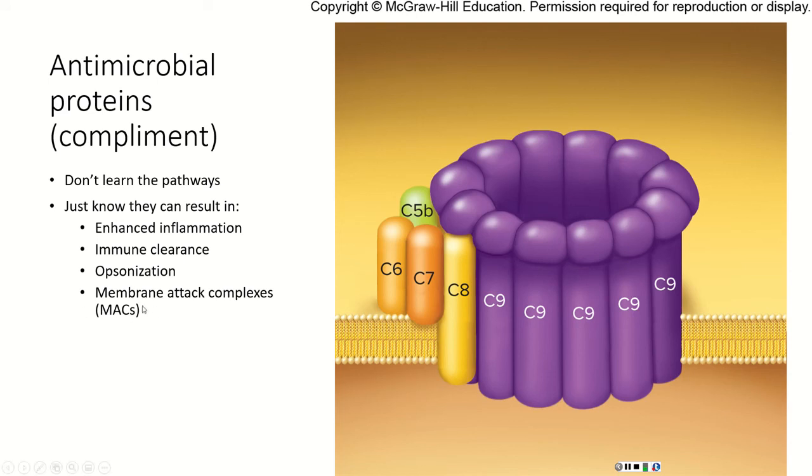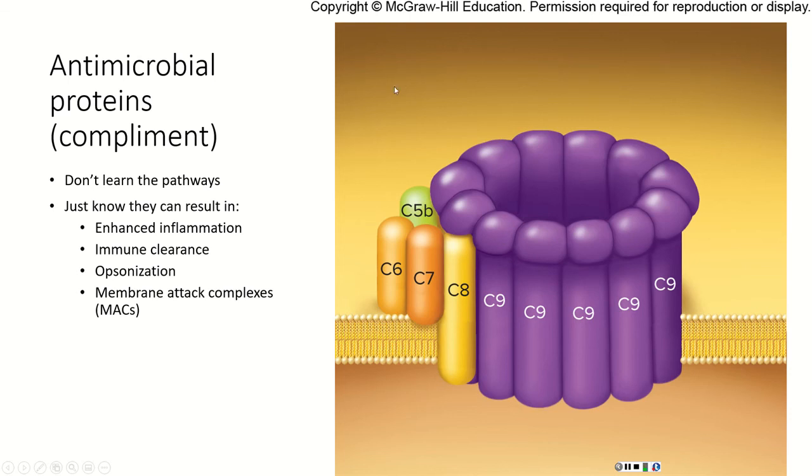And lastly, the membrane attack complex, or MAC, which is what we see here. So first, one of these proteins will attach, and then another protein will attach, and another protein will attach, and eventually they all form a ring, and that ring is inserted into the cell wall or the cell membrane of the pathogen. So down here is the inside of the pathogen cell, out here is the outside of the pathogen cell, but there is now a tunnel through.